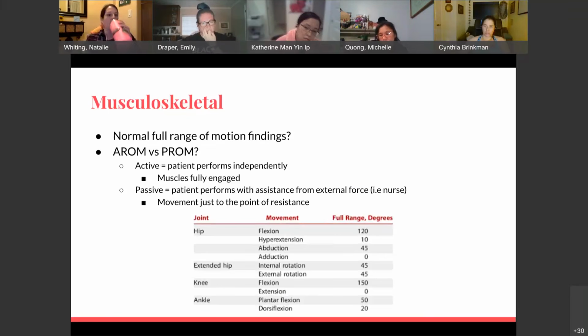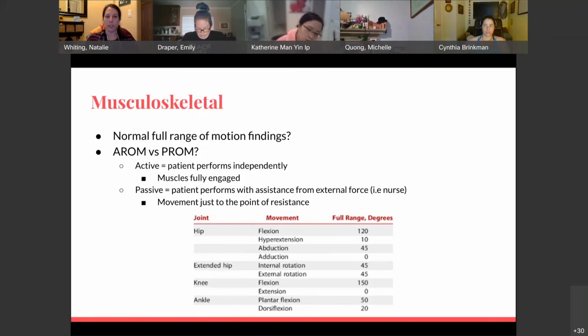Okay, so normal full range of motion findings. I put the more important ones that I feel like. Obviously there's the neck and the arms, but a lot of times in health assessment, she focused more on the lower extremities. So I put them here. If you want to take a screenshot of that, that's perfectly fine. These are all of the full range of motion degrees for each joint of the body, and they're in your textbook as well.